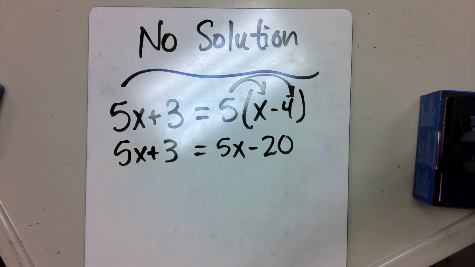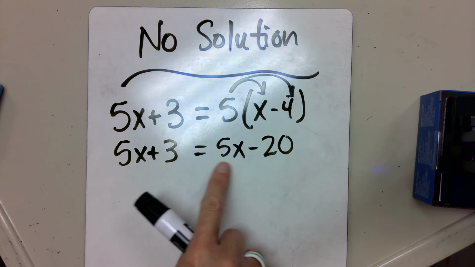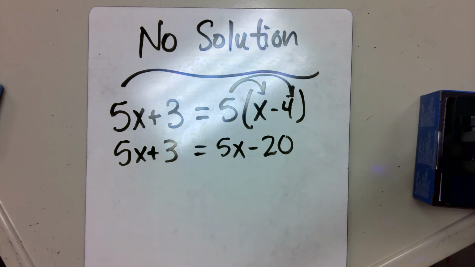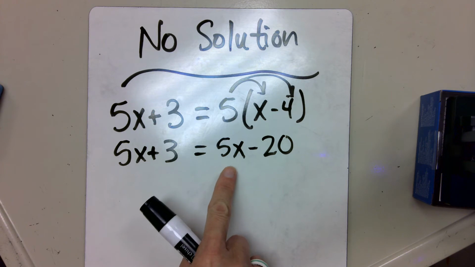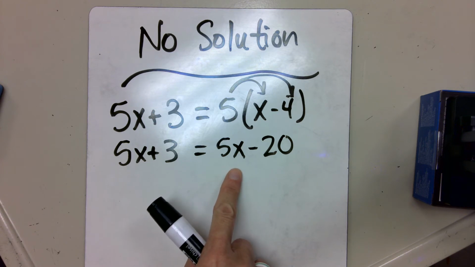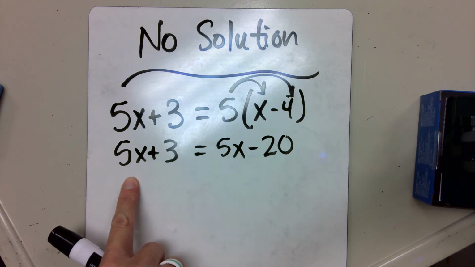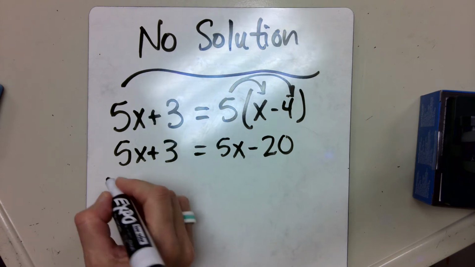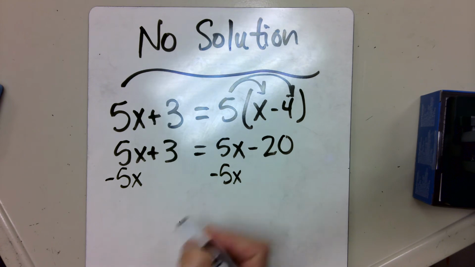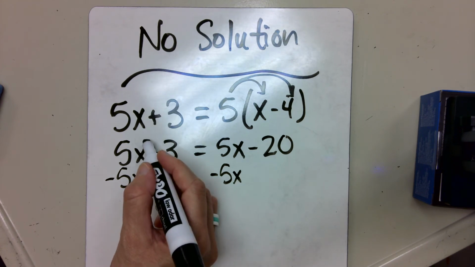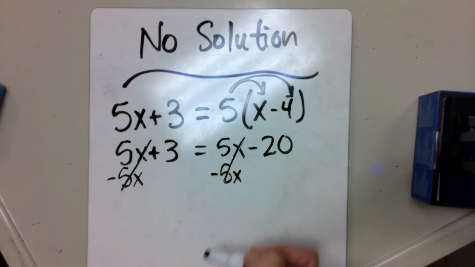Now our next step is to combine like terms if they're on the same side of the equation. We do have like terms, but they're not on the same side. So we go to the next step. Get the variable on the same side. So we need to get rid of this 5x and move it over here, or get rid of this 5x and move it over here. It doesn't matter which one you choose. So I'm going to subtract this one on this side and then subtract it over here. Notice that they are going to equal 0 and cancel out.